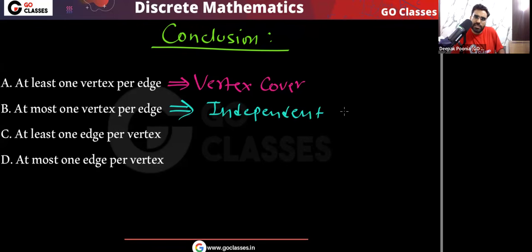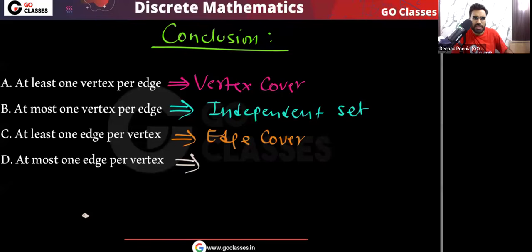This is independent set. Next, at least one edge per vertex we are taking. Per vertex, at least one edge we are taking. So this is edge cover. We have already seen. And what about the last? At most one edge we are taking per vertex. Per vertex, at most one edge we are taking. So this is matching.